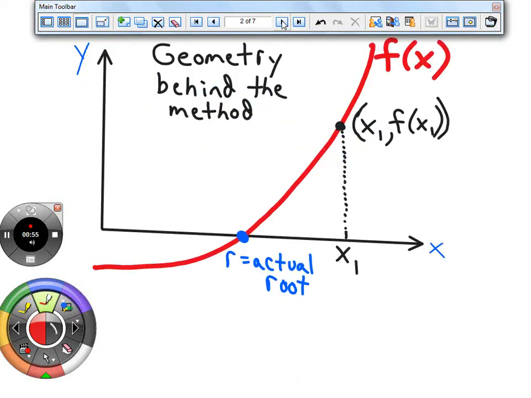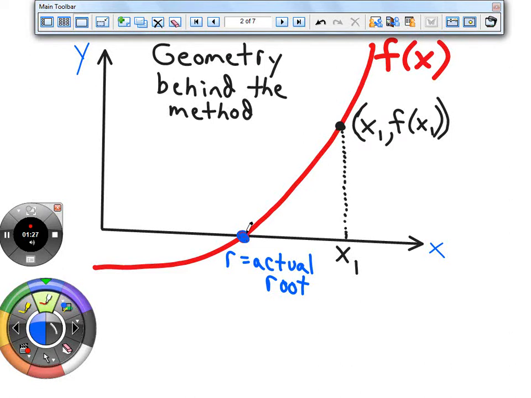All right. Here's kind of the geometry behind the method, kind of why it works, and also where the little formula comes from. Let's say we have this function, f of x, and we're trying to figure out what the actual root is. As we look at it, we can see that the actual root is right here. I have it listed as r. So this is the actual root.